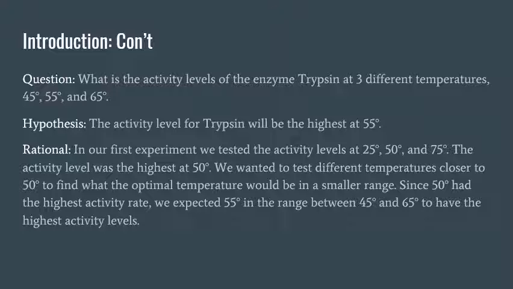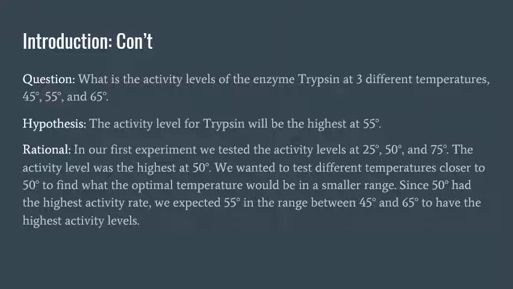And our enzyme question is, what is the activity level of enzyme trypsin at 3 different temperatures, 45, 55, and 65 degrees? Our hypothesis was the activity level for trypsin will be the highest at 55 degrees. And our rationale was, in our first experiment, we tested the activity levels at 25 degrees, 50 degrees, and 75 degrees. The activity level was the highest at 50 degrees.